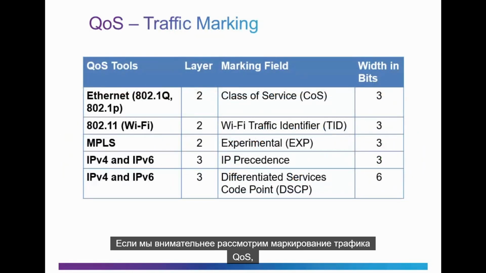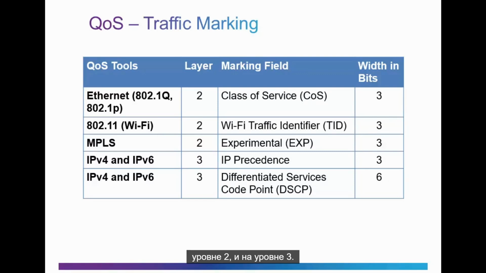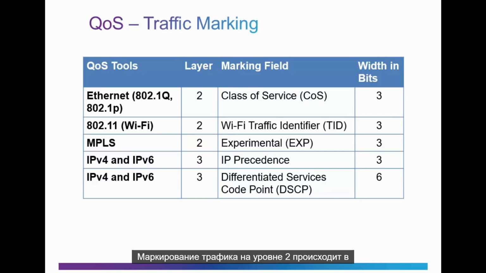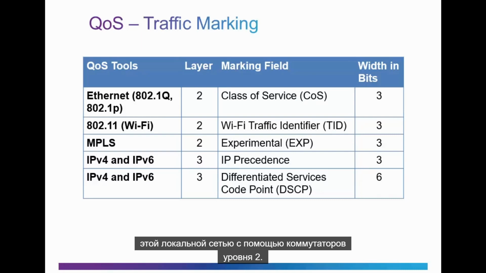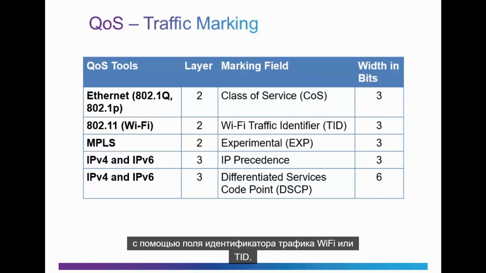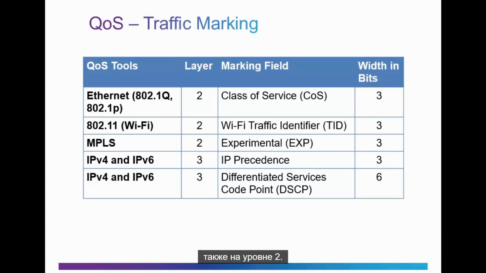If we look a little closer at QoS traffic marking, we can see that traffic marking happens at both Layer 2 and Layer 3. At Layer 2, we have Class of Service, or CoS, which happens using the 802.1q VLAN tagging and 802.1p quality of service protocols. Traffic marking at Layer 2 happens on the local area network and is limited to the LAN using Layer 2 switches. Under Wi-Fi, traffic marking happens with the Wi-Fi Traffic Identifier field, or TID. With MPLS, you have the Experimental, or EXP field, also at Layer 2.